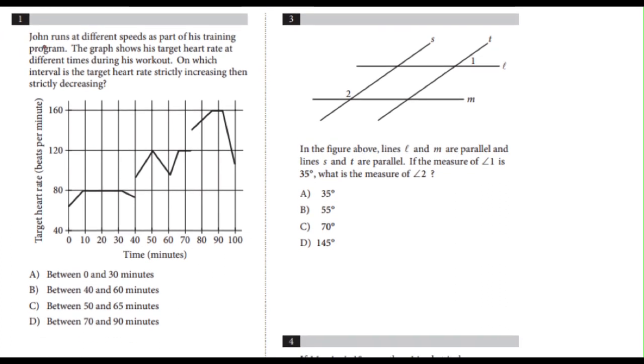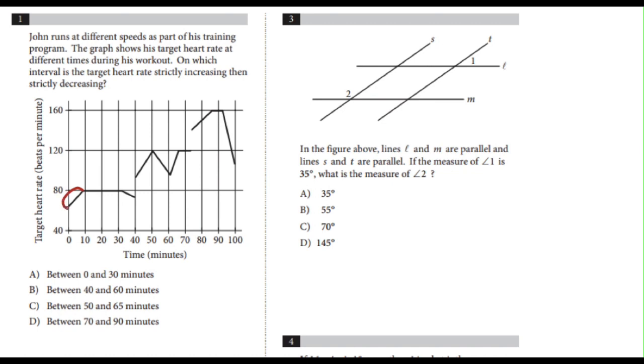Number 1. John runs at different speeds as part of his training program. The graph shows his target heart rate at different times during his workout. On which interval is the target heart rate strictly increasing, then strictly decreasing? So we're looking for what point in the graph we're going up and then right back down. That's what we're looking for.